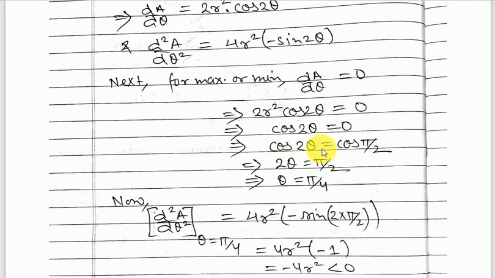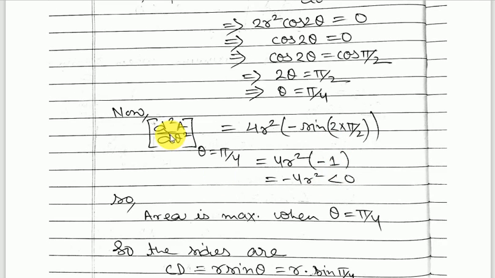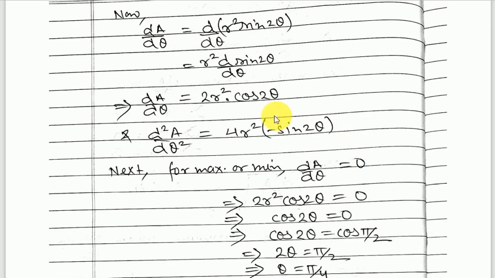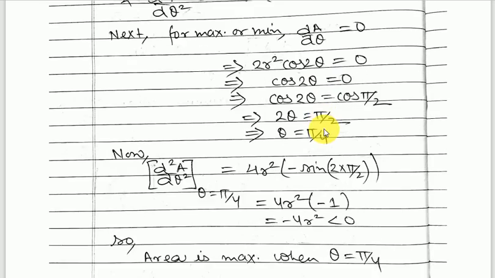Cos 2 theta equal to 0, that means I can write cos pi by 2. That means 2 theta is equal to pi by 2. That means theta is equal to pi by 4, that means 45 degree. Now we will find the second derivative at theta equal to pi by 4. So in this second derivative, wherever you have theta, replace that by pi by 4.